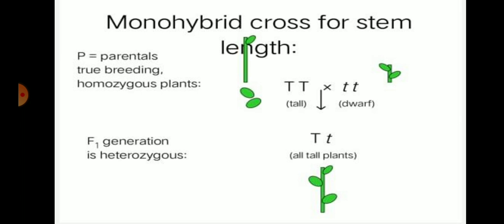But the first question is: we used two lines of parents, one tall and one dwarf, but the F1 generation contains all tall plants.